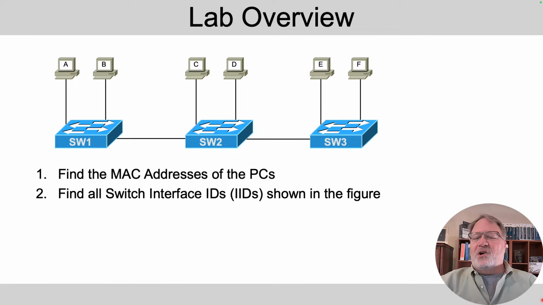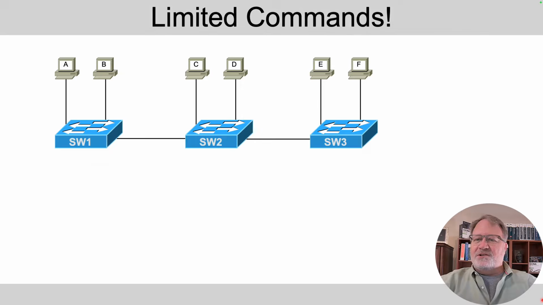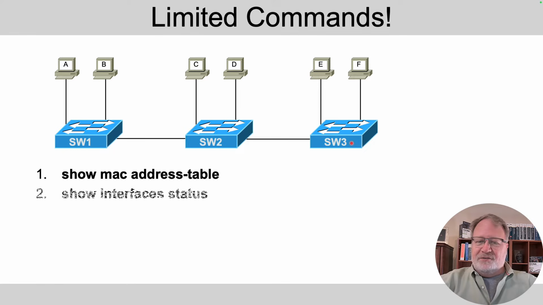I want you to find all switch interface IDs or port IDs shown in the figure. So if you see an interface in the drawing, tell me what the interface ID is. But there are some restrictions of what you can and can't do to find those facts, all right? So let's look at those restrictions. First off, the goal of this lab is to get you to practice the show MAC address table command. So use that command from the command line interface of switch 1, switch 2, and switch 3. So you'll use the command line interface there.